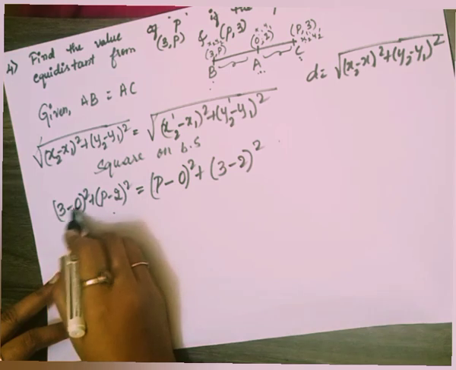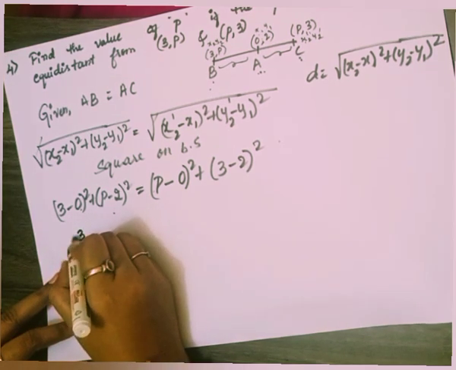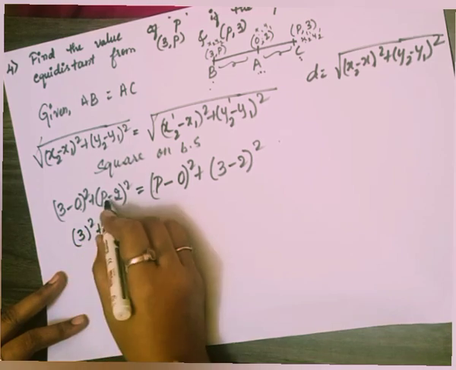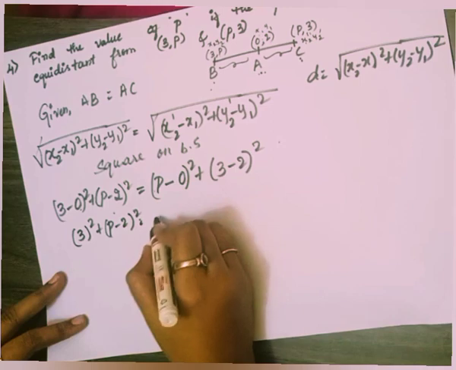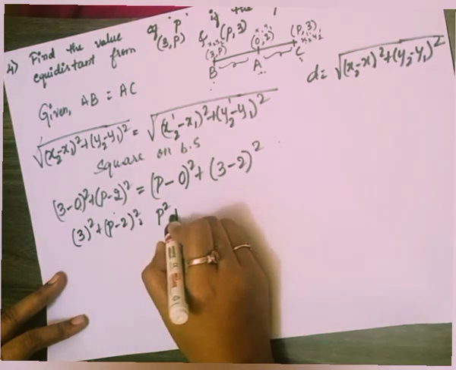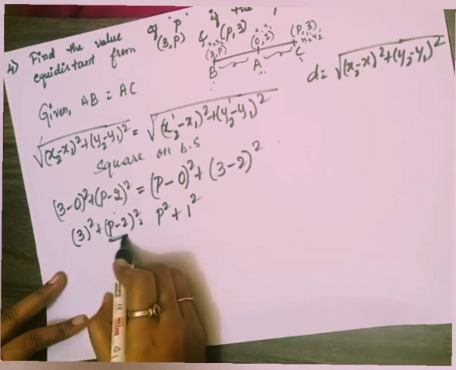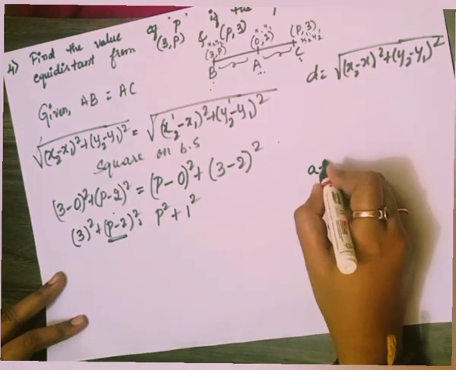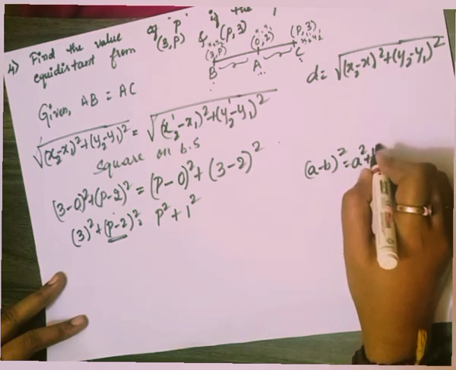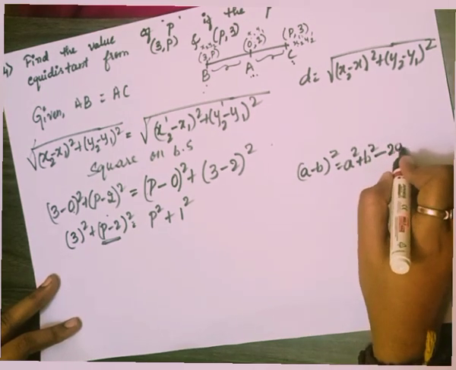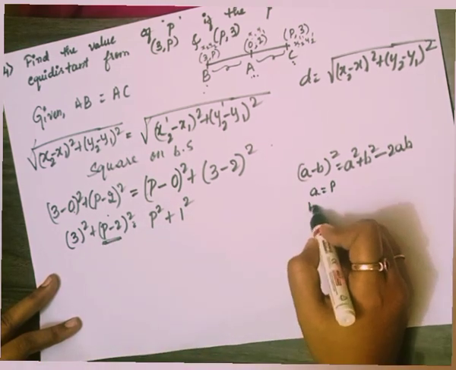Now I'll do the square, that means 3 minus 0, I'll get 3 square, plus p minus 2 whole square is equal to p square plus 3 minus 2, I'll get 1 square. Now I'll take this one in the form of (a minus b) whole square. What's the formula? a square plus b square minus 2ab. The a value we have is p, the b value we have is 2.